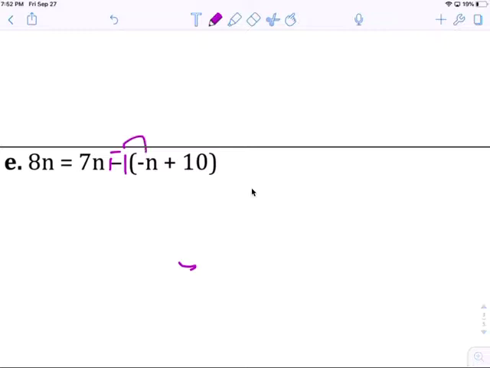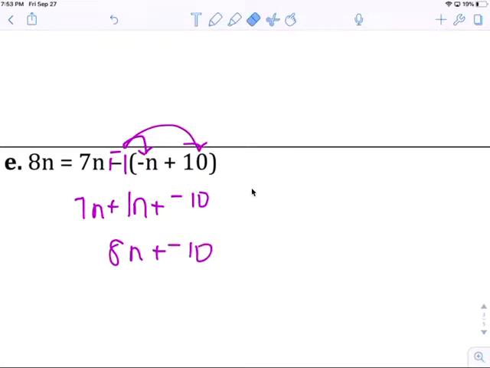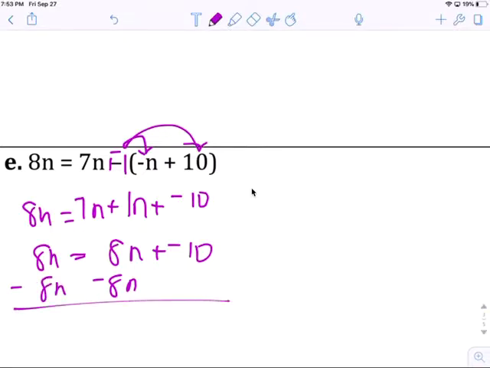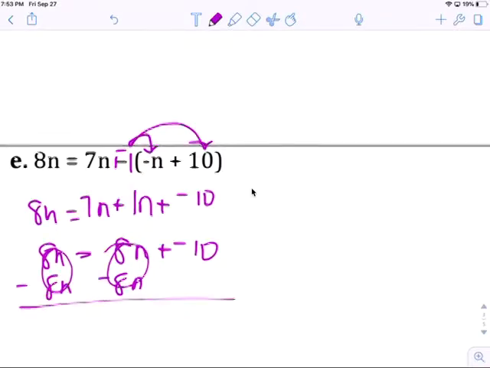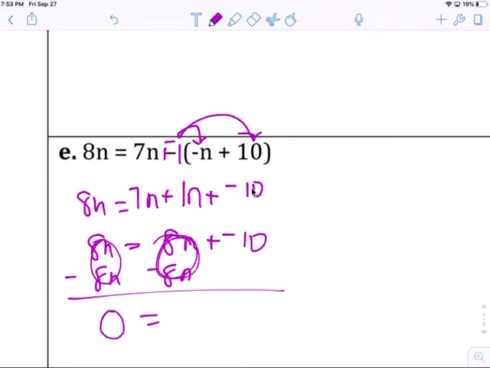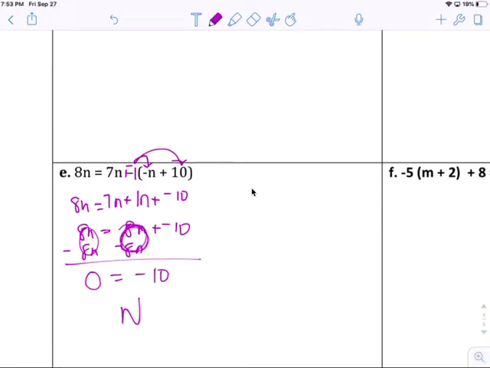Additive inverse, negative times a negative. Here is negative 1n plus a -10 there. -1 times 10. 7n plus, you got 8n plus -10 equals 8n. Subtract 8n, subtract 8n. 0, 0 there, 0 equals 0 plus -10 is -10. No solution.